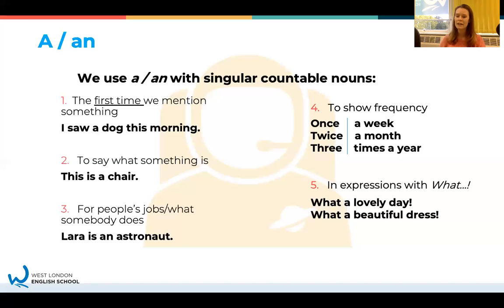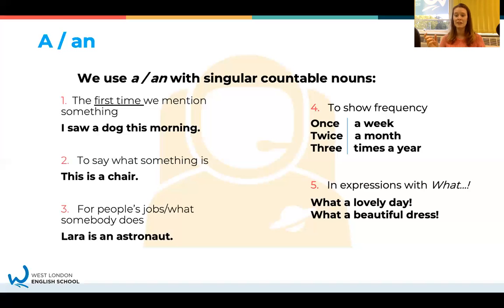Okay, and then finally, we've got it in expressions with what. I say, what a yellow classroom we're in. It is a yellow classroom. Maybe, yeah, like we've got here, what a lovely day. What a beautiful dress. So as long as that final noun, day and dress, is countable, we use a or an. Now, what's the difference between a and an?